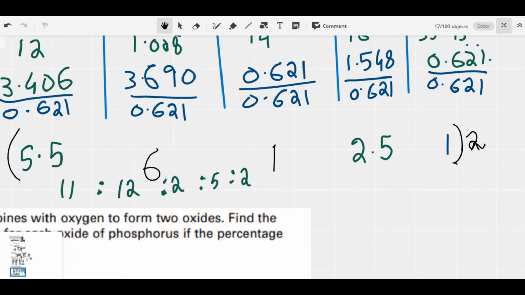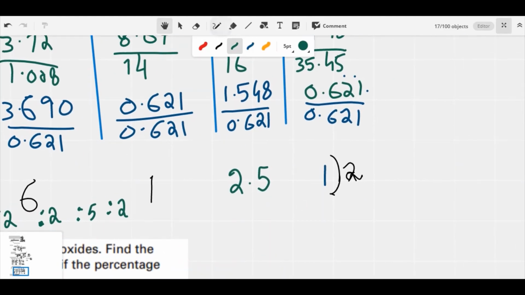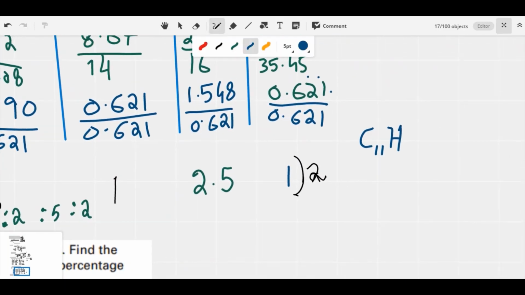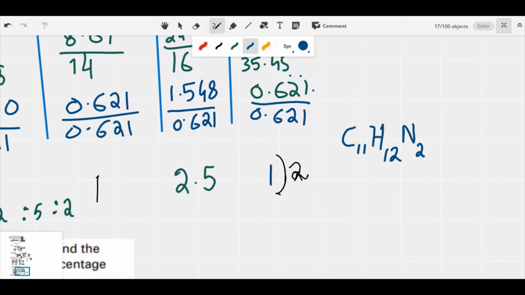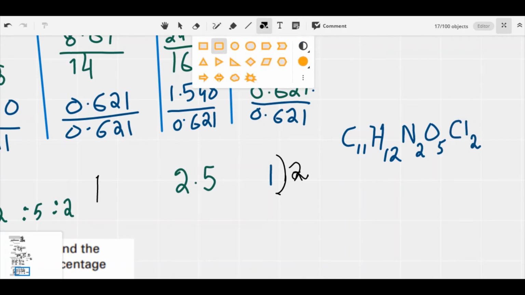So the empirical formula will be C11, hydrogen 12, nitrogen 2, oxygen 5, and chlorine 2. That is the answer of this problem.